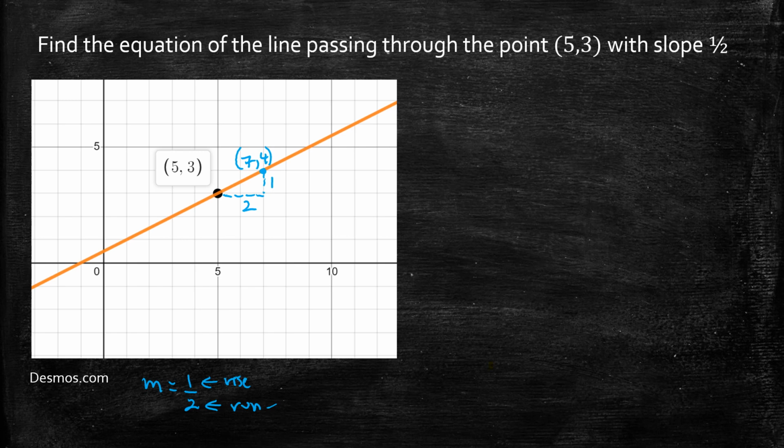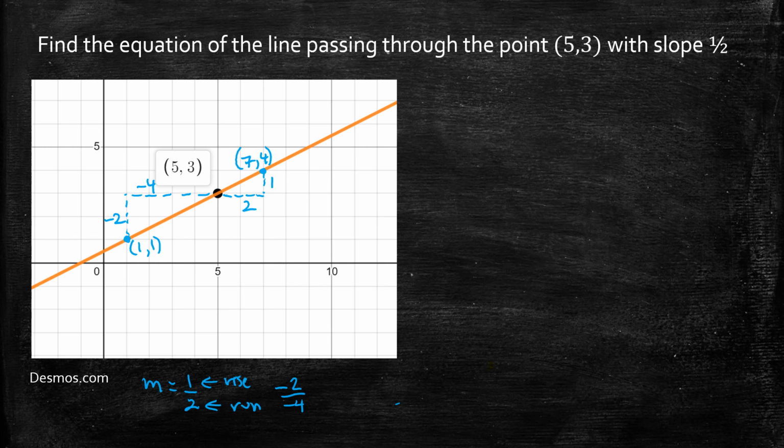We could also move to the left and down. So a slope of 1/2 is also equivalent to moving left 4 and down 2, because -2 over -4 would simplify to 1/2. And so we know that the point with coordinates (1, 1) is on this line. So we could generate a lot of points this way, but it's not actually the most efficient.